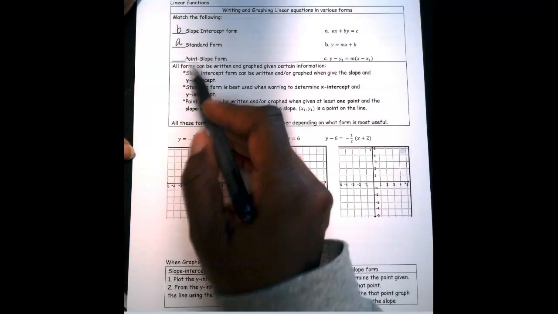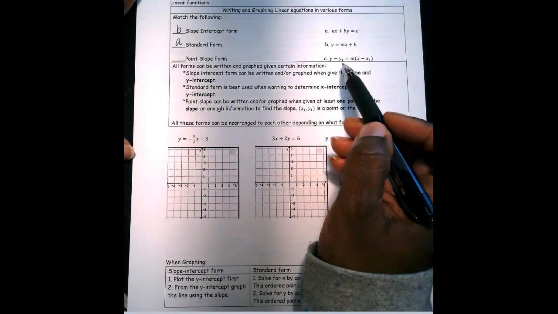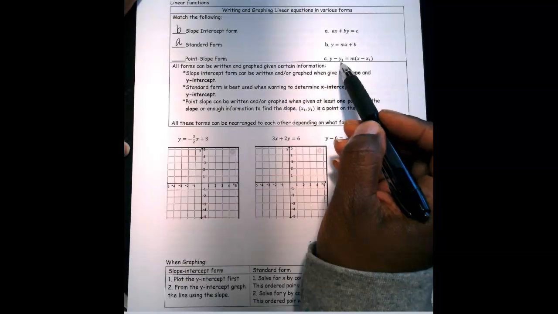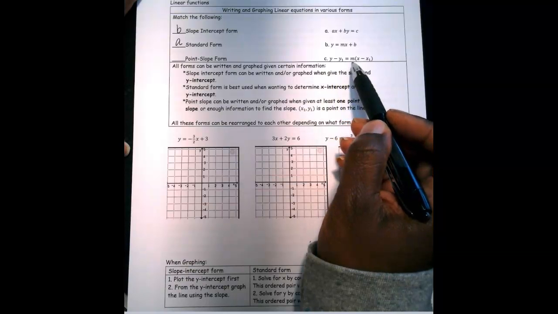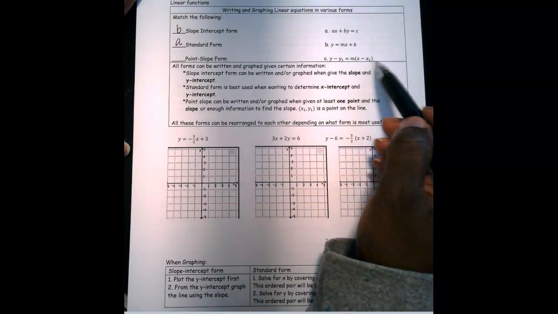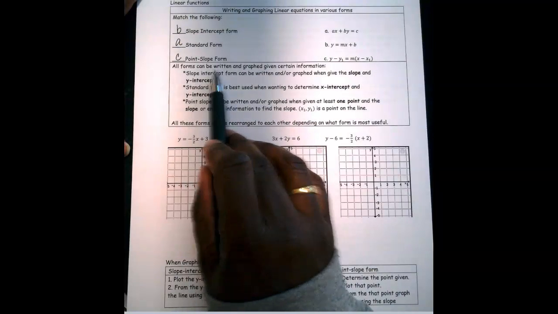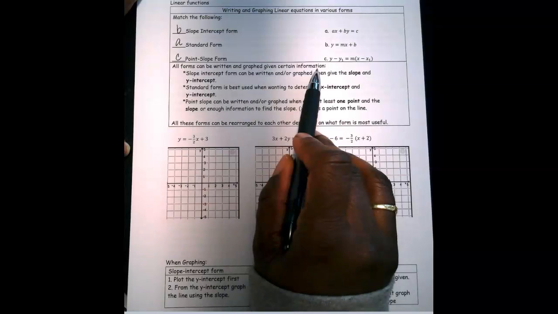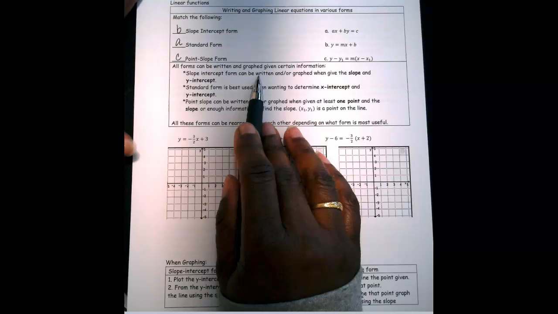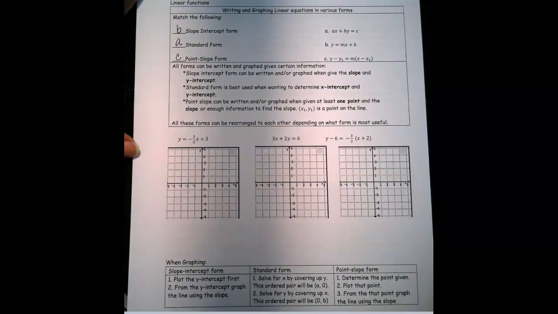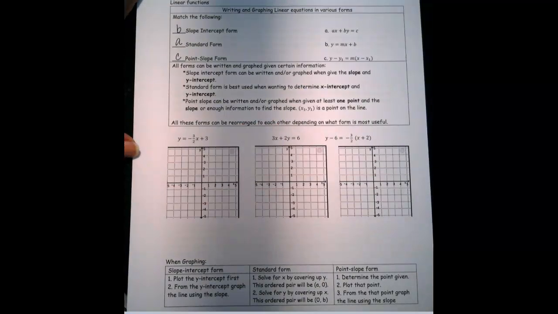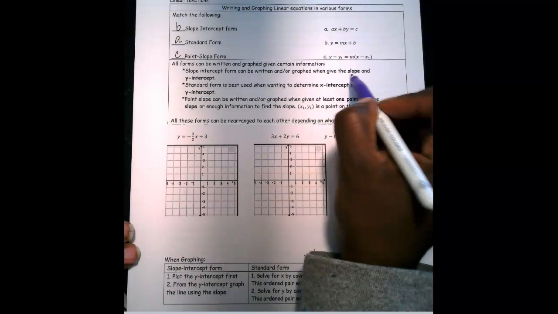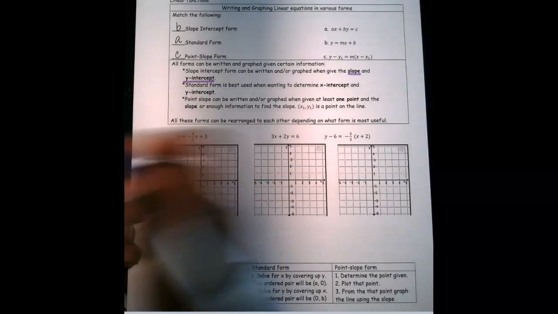And then finally, point slope form, the only one that we have left, is y minus y1 equals the slope multiplied by x minus x1. So all these forms can be written and graphed given certain information. So slope-intercept form can be written and or graphed when given the slope and the y-intercept. And you're very, very familiar with that.